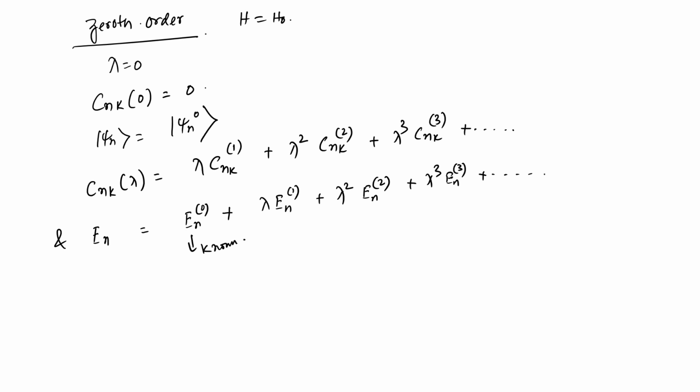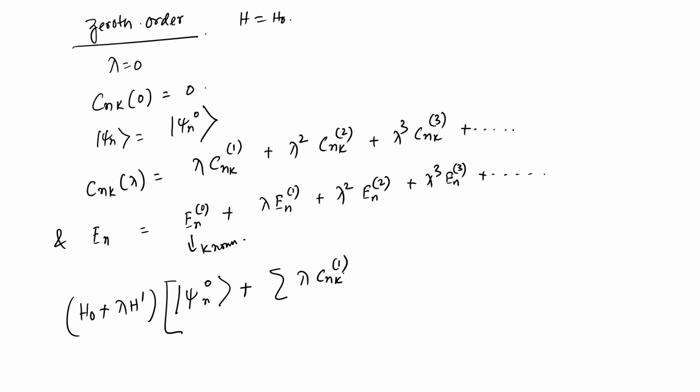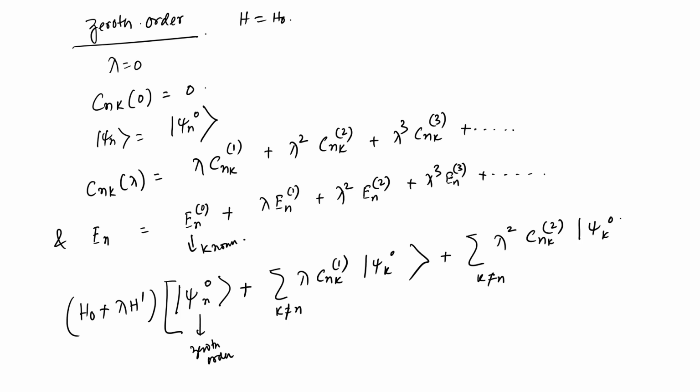Okay. This is of course known. Okay. So, if you substitute this into the Schrodinger equation, with all these things that we have learned, then we have H 0 plus lambda H prime, that is the total Hamiltonian, acting on psi n 0, that is the unperturbed, plus you have these lambda C n k 1 psi k 0, where k is not equal to n, and again k not equal to n, and you have a lambda square C n k 2 psi k 0 and so on.